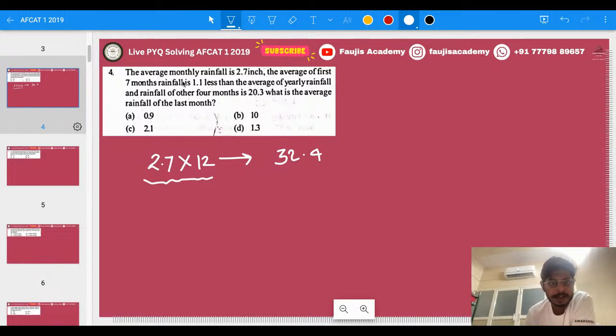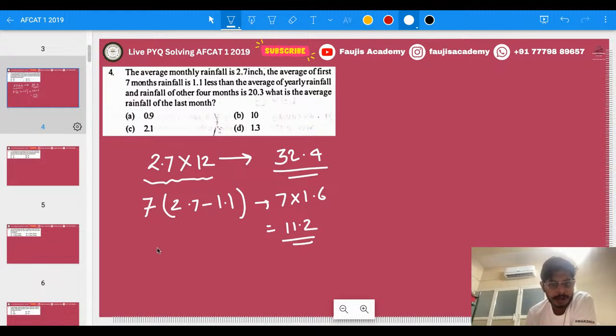The average of the first 7 months is 1.1 less than the average. 2.7 is the average, so this particular value is 7 into 1.6, which is 11.2, right? And the total of the other 4 months is 20.3.